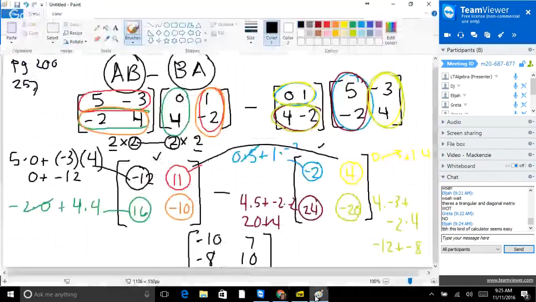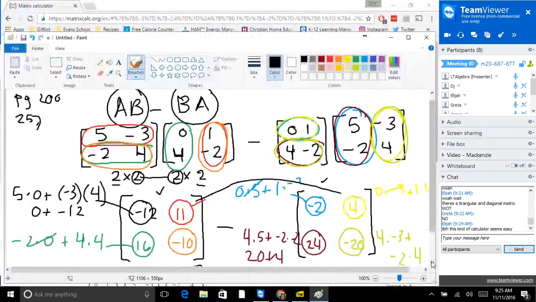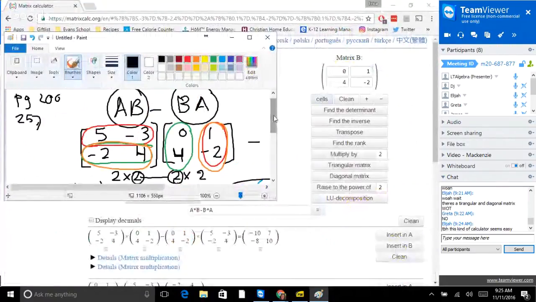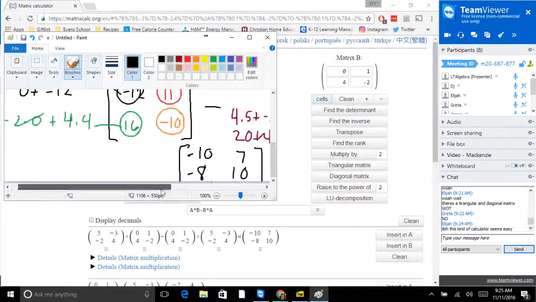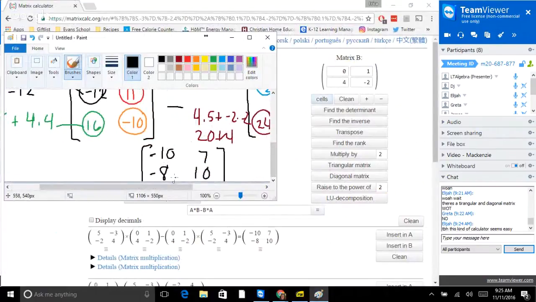So let's switch back here. Negative 10, I can't remember even my numbers. Let me just minimize because my brain's not working. Okay, there we go. Here's what we came up with. Negative 10, 7, negative 8, positive 10.